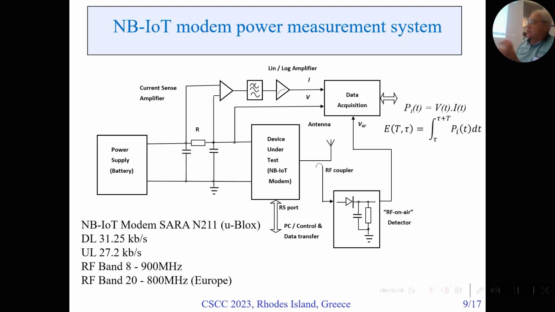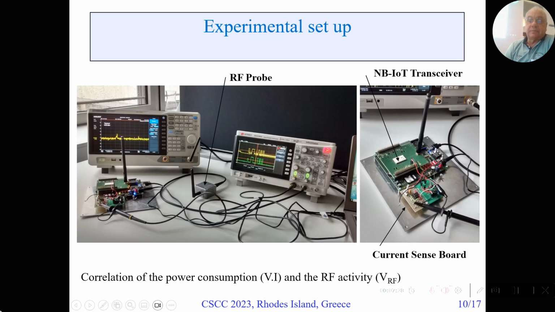And all the data are stored in a data acquisition unit, and the data acquisition unit computes the energy consumed for every mode and at every moment of the transmission. So we can see on the left a spectrum analyzer which monitors the transmission of the radio frequency signals. On the right, a simple scope, and here is the system. The NB-IoT transceiver is the small white module on the board.